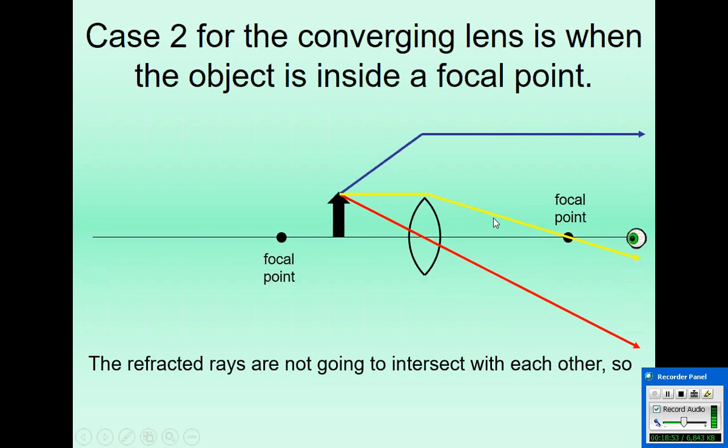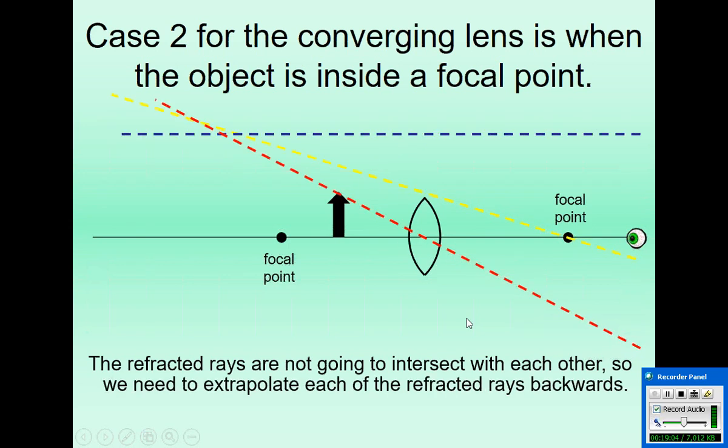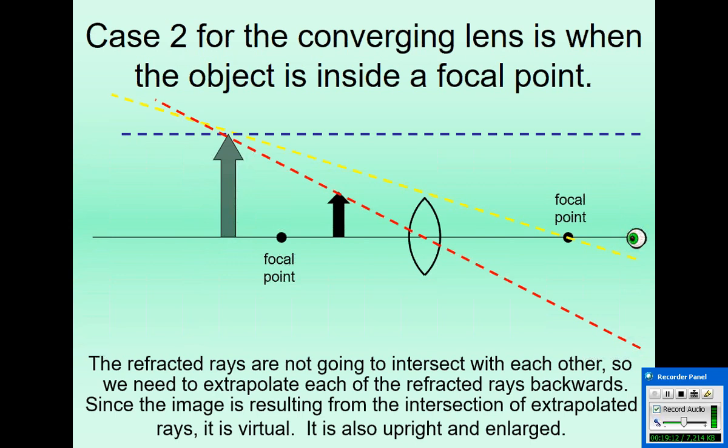The refracted blue, the refracted yellow, and the refracted red rays are diverging from each other. There's no way they're going to intersect. So we have to extrapolate them backwards. And we see that their extrapolations backwards gives us an intersection. And that tells us the location of the image. We see that the image is upright.